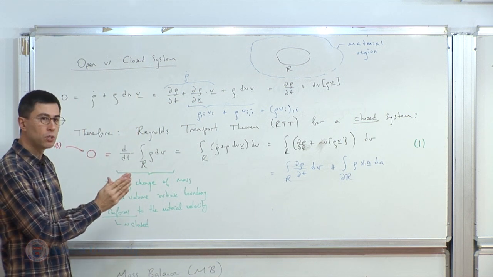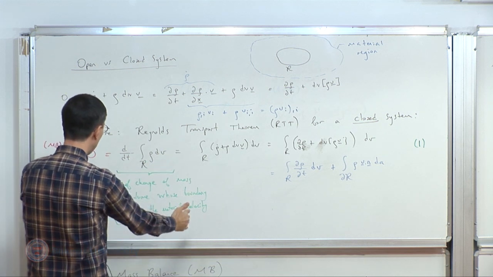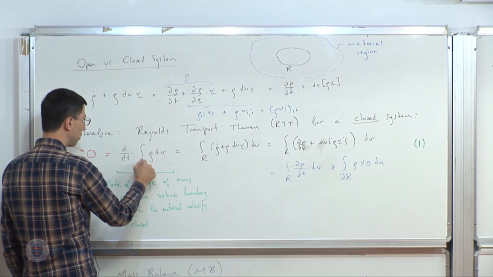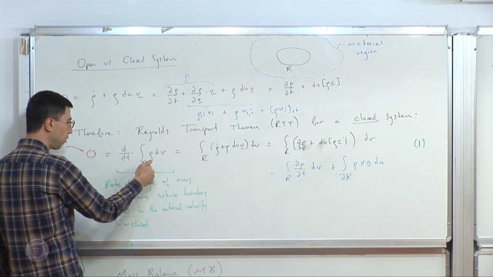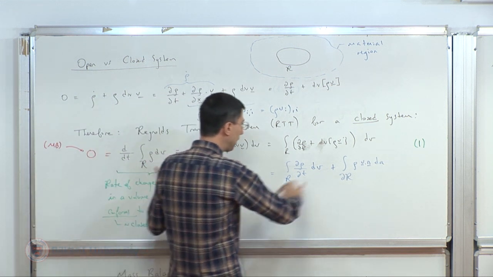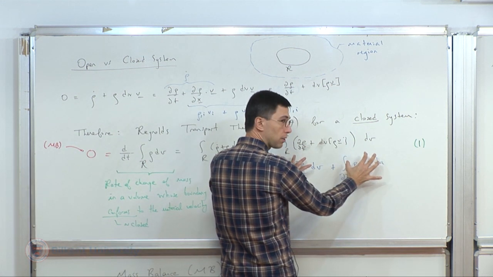But then there are two integrals on the right-hand side. So on the left, that's a clean interpretation. Rate of change of mass, that's total mass, in a volume, the boundary of which is a material surface. Okay? On the right-hand side, I have, however, two integrals.